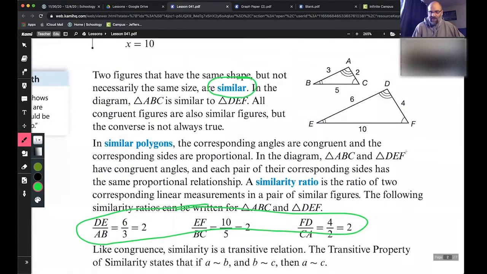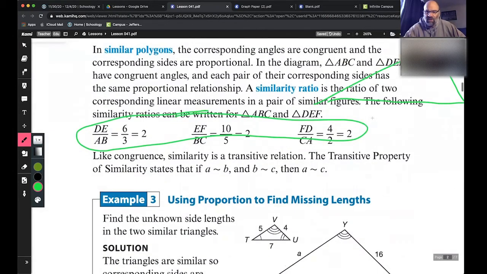So if I drew another triangle here that looked like these two triangles, and this triangle is similar to this triangle, and this triangle is similar to this triangle, that means this first triangle is similar to this last triangle. It's just a different scale factor. It's a little bit bigger than ×2. So that's the transitive property of similarity.